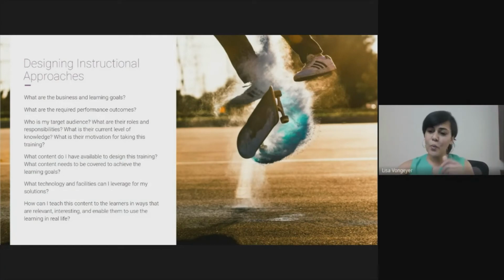One small example over here was, again, one of my first projects where I got to do an instructional approach, and I was very excited about it. The client came to us and said, we want to create a training on time management for insurance agents. They were an insurance company, and they had these agents.